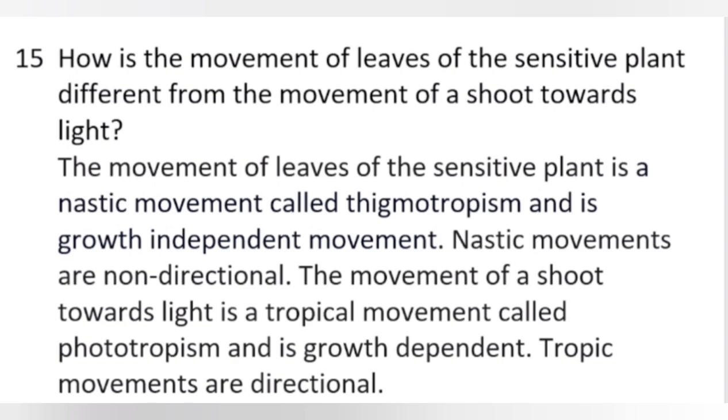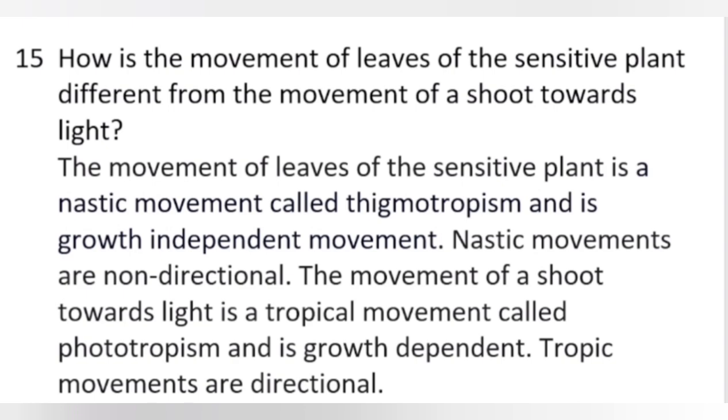How is the movement of leaves of the sensitive plant different from movement of a shoot towards light? The movement of leaves of the sensitive plant is a nastic movement called thigmonasty and is growth independent. Nastic movements are non-directional. So 3 points are there. Whereas the movement of a shoot towards light is a tropic movement called phototropism. It's growth dependent and directional.